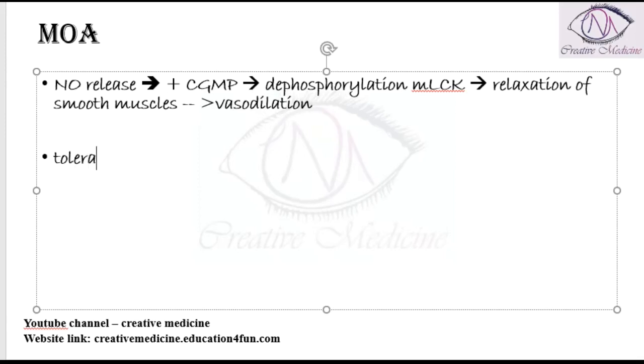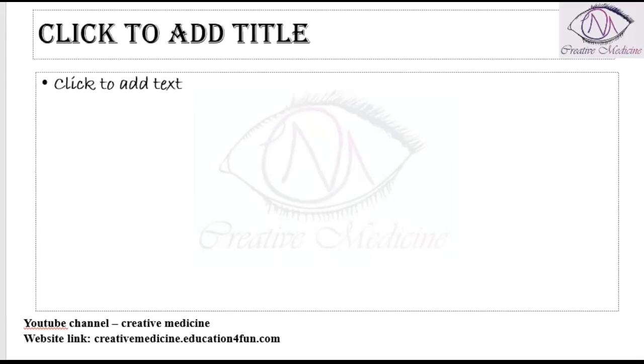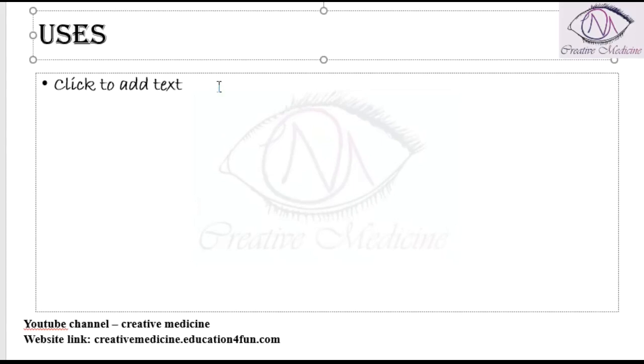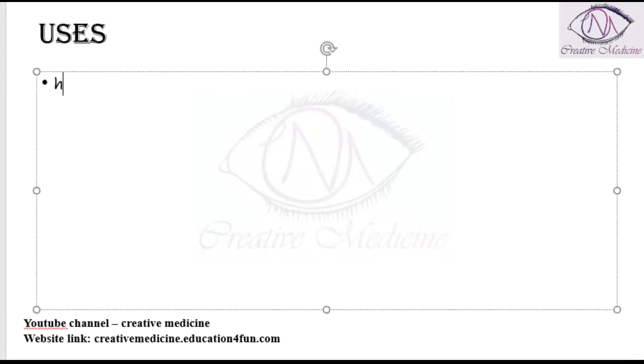Tolerance is not seen with sodium nitroprusside. Actually, the nitric oxide releasers like nitrates show tolerance. They develop tolerance on usage of nitrates, but no tolerance develops due to sodium nitroprusside usage. Uses of sodium nitroprusside: it is used in hypertensive emergencies. It can be used in hypertensive emergency.